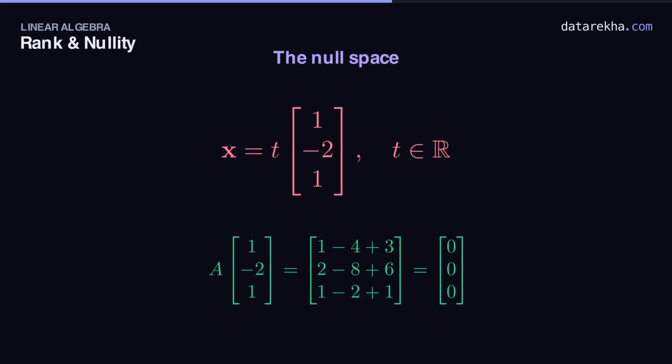Multiply A by (1, minus 2, 1). Top row, 1 minus 4 plus 3 is 0. Middle, 2 minus 8 plus 6 is 0. Bottom, 1 minus 2 plus 1 is 0. It genuinely lands on the 0 vector. The basis checks out.